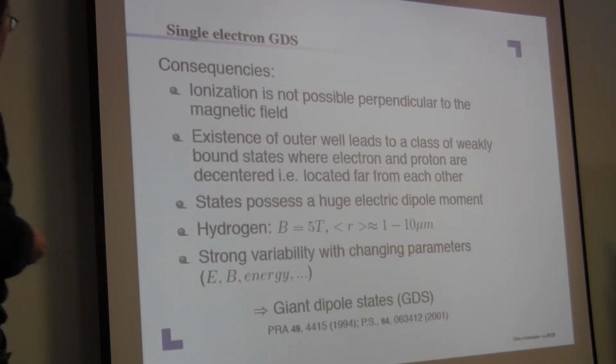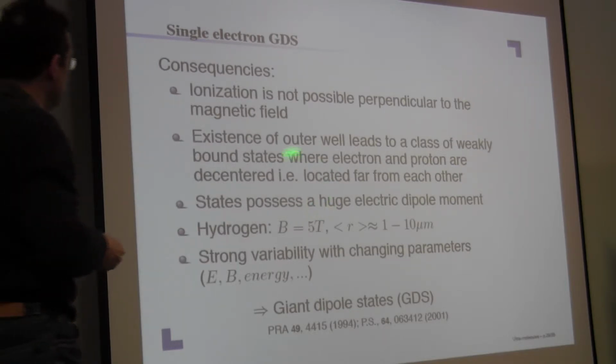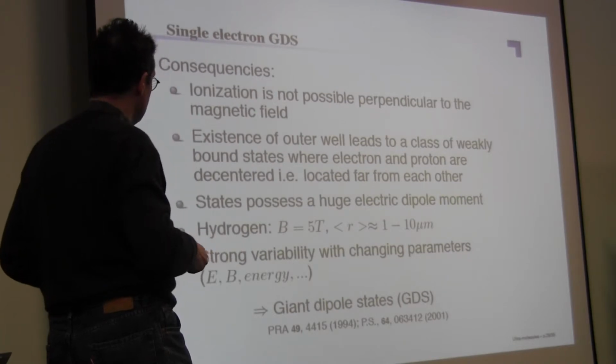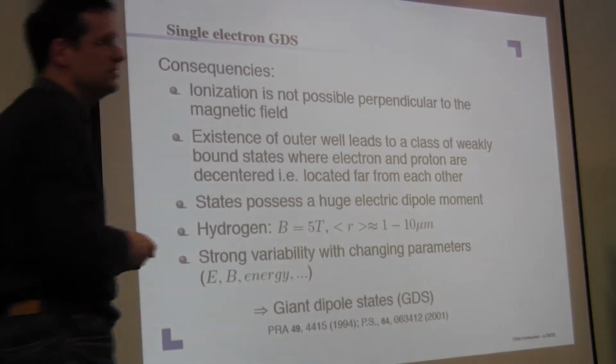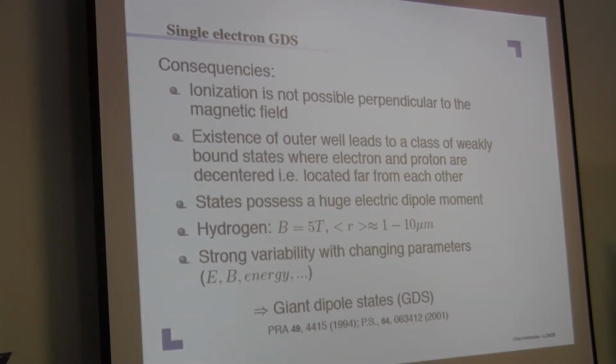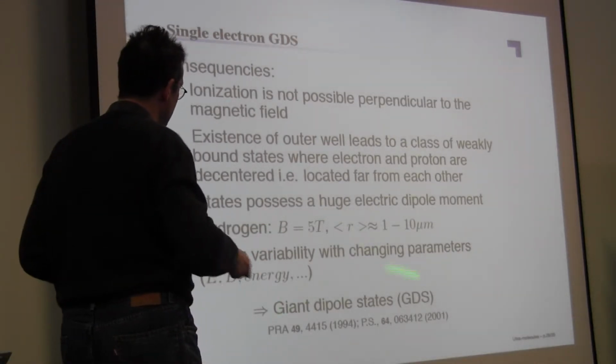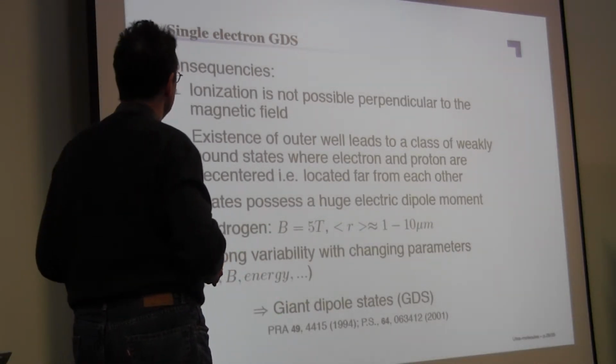And characteristic of these states, I'm talking about the decentered Rydberg atoms at the moment, is a megahertz spacing of these states, a huge electric dipole moment, and this is strong field physics. Okay, this is not 10 Gauss, this is a few Tesla physics. But you have here also strong variability with changing parameters. This is what I was talking about yesterday.